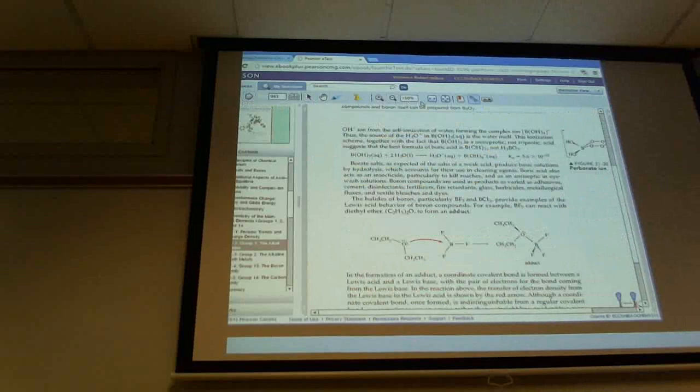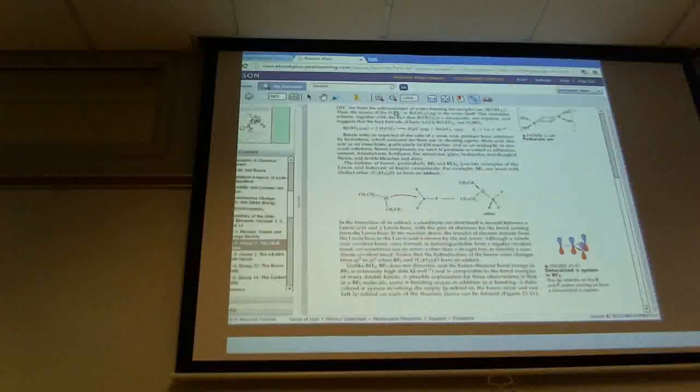Boron's also, so we're going to read about boron in the next chapter. Boron is a good absorber. Boron is good at absorbing neutrons. So we'll take a look at that. Neutrons are pretty deadly.